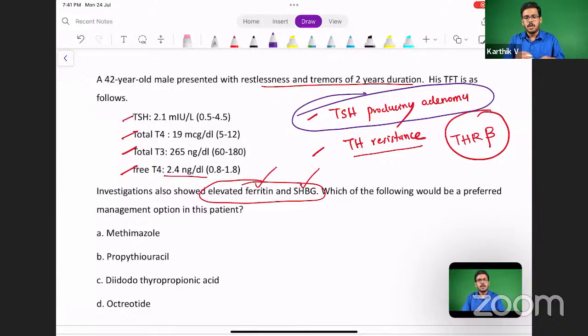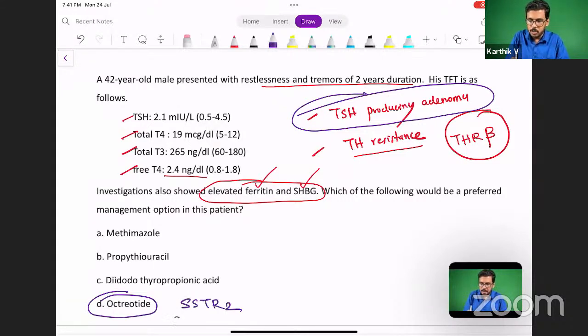So which is the preferred management option for TSH producing adenoma? Options include methimazole, propylthiouracil, diiodothyropropionic acid, and octreotide. The answer is octreotide because the TSH producing adenoma expresses so much of somatostatin receptor 2. And octreotide binding to somatostatin receptors will result not only in reducing the TSH concentration, but also reduces the proliferation of the thyrotroph cells.